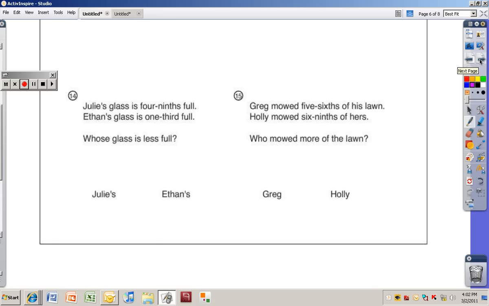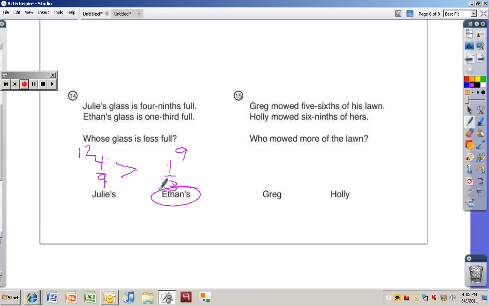Julie's glass is 4/9 full. You should write 4/9 over here. Ethan's is 1/3 full. And you do 9 times 1, 3 times 4. And this one comes out to be bigger, so you pick Julie's. Oh, no you don't. Less full. So you got to make sure you read that question. It's a good thing that I was careful there. Caught my mistake. The answer is Ethan's.